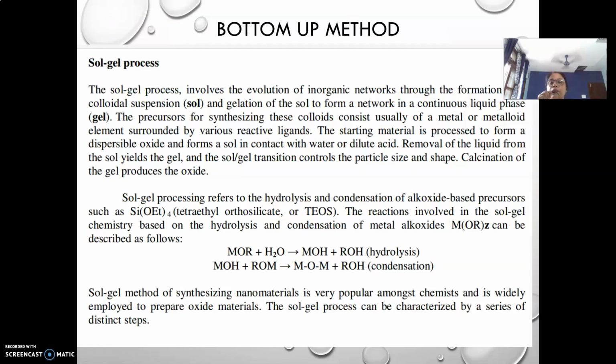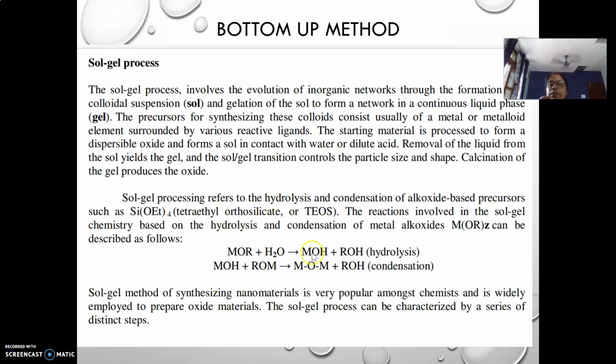So the bottom up method: if there are two materials A and B, and we want to allow them to combine with one another, if somehow they don't show attraction for one another, then you have to use some foreign material. This particular slide will show you that sol gel processing leads to hydrolysis and condensation, but if they don't show any attraction for one another, then you have to add alkoxide based precursors such as tetraethyl orthosilicate, and this particular material acts as a glue.